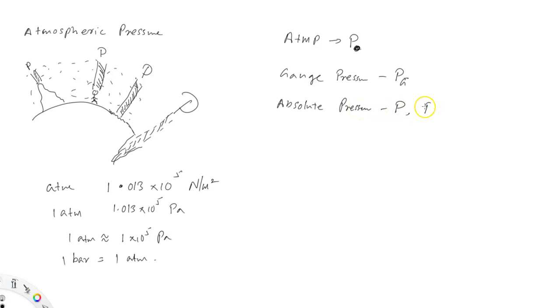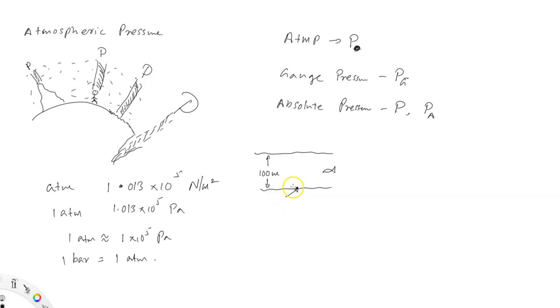P or sometimes PA. So what do these terms mean? Well, let's go back to this example. Here we have a lake, and this is the bottom of the lake. Let's say this lake is 100 meters deep. Here's the lake, here's the fish. What is the pressure at the bottom of this lake?